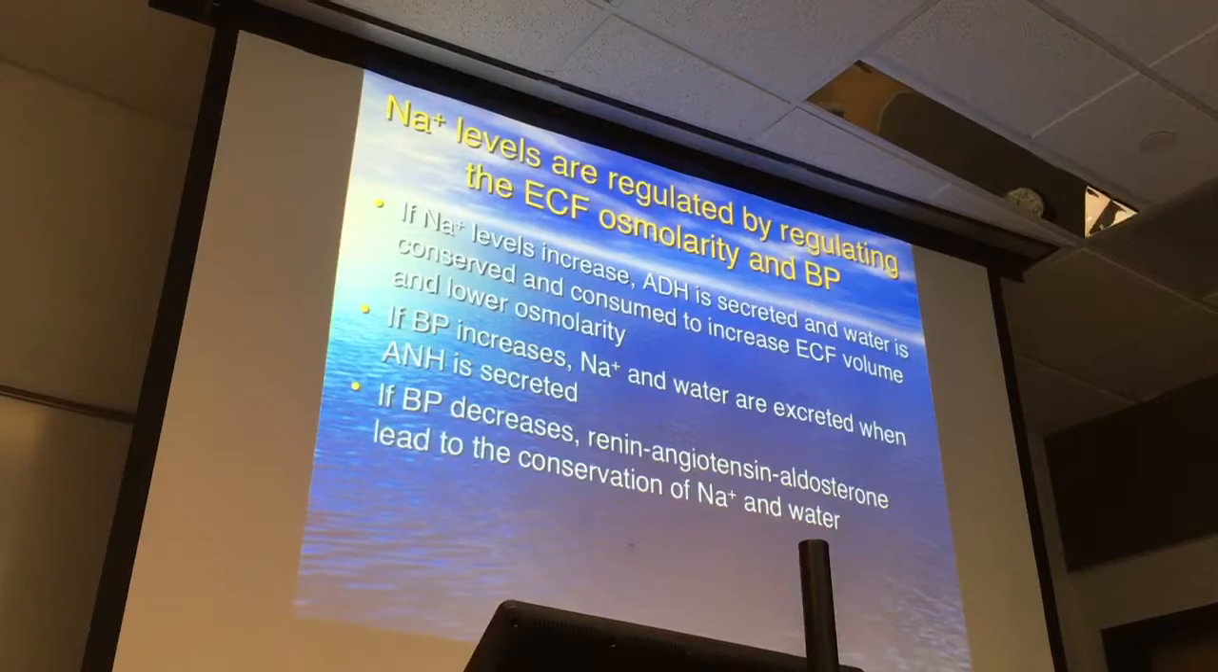If blood pressure decreases, renin, angiotensin, and aldosterone lead to the conservation of sodium. So if blood pressure is down, conserve sodium, which ends up conserving water, and you can lower the sodium ion concentration.